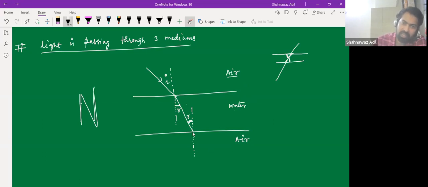Then we have to find out the relation between this angle I and the relation between this angle of emergence. So this is angle E, right? What is the relation between the angle of incidence and the angle of emergence? This we have to find out. Now let us divide this into two cases. So this is N air, this is N water, this is N air. Now let us apply Snell's law in this portion.